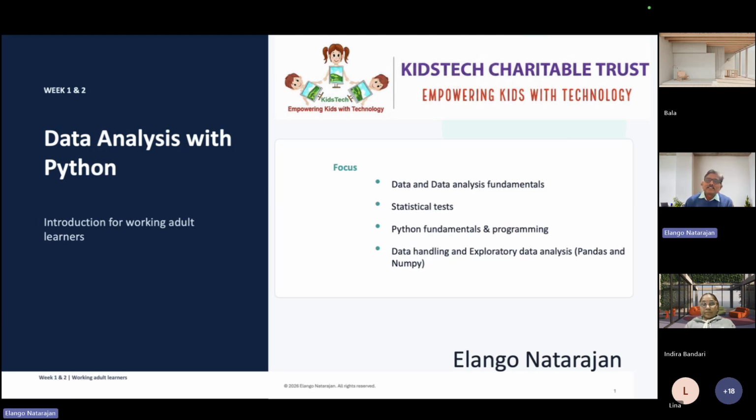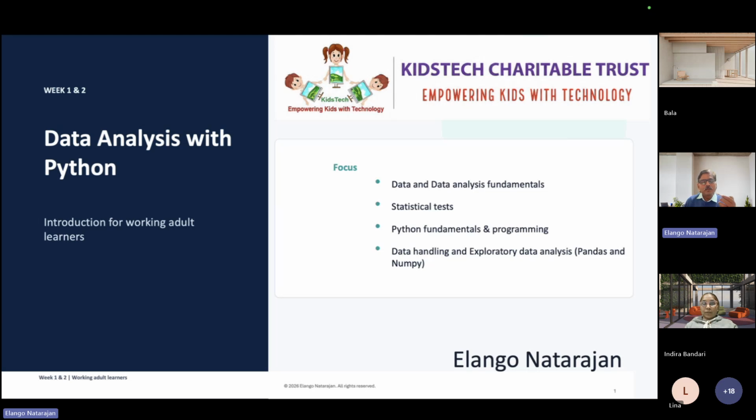As Indra said, it is organized by Kids Tech Charitable Trust. We are going to have this discussion for the next 6 to 7 weeks. The first 2 weeks will cover the fundamentals of data analysis and the statistical test. Today, for the next 90 minutes, you'll be introduced to what data is and how data analysis is carried out. Then you will move to statistical analysis next Thursday, where you'll learn why the statistical test is to be conducted and how to interpret your result, because this is a basic thing you must know when you are moving to data analysis.